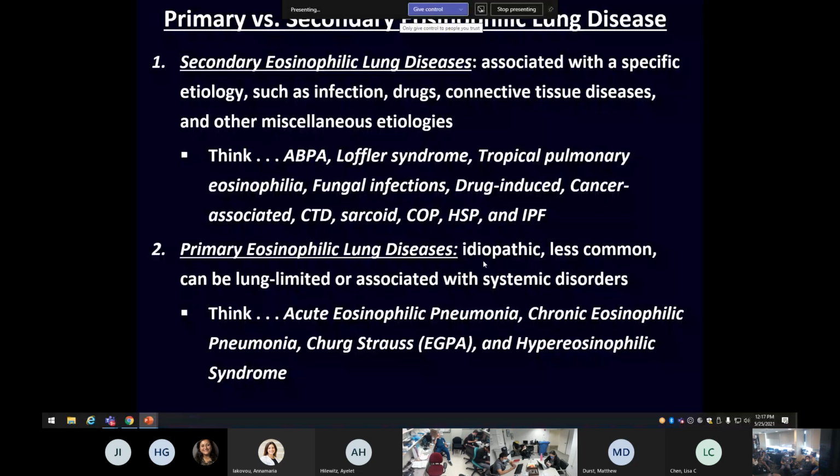The primary eosinophilic lung diseases are idiopathic. They're less common, very rare actually. So for example, EGPA is 3 per 1 million people, so very, very rare. It can be lung limited. The lung limited ones are your acute and chronic eosinophilic pneumonias, or they can be associated with systemic disorders. These are your EGPA and hypereosinophilic syndrome. Again, hypereosinophilic syndrome is very rare.